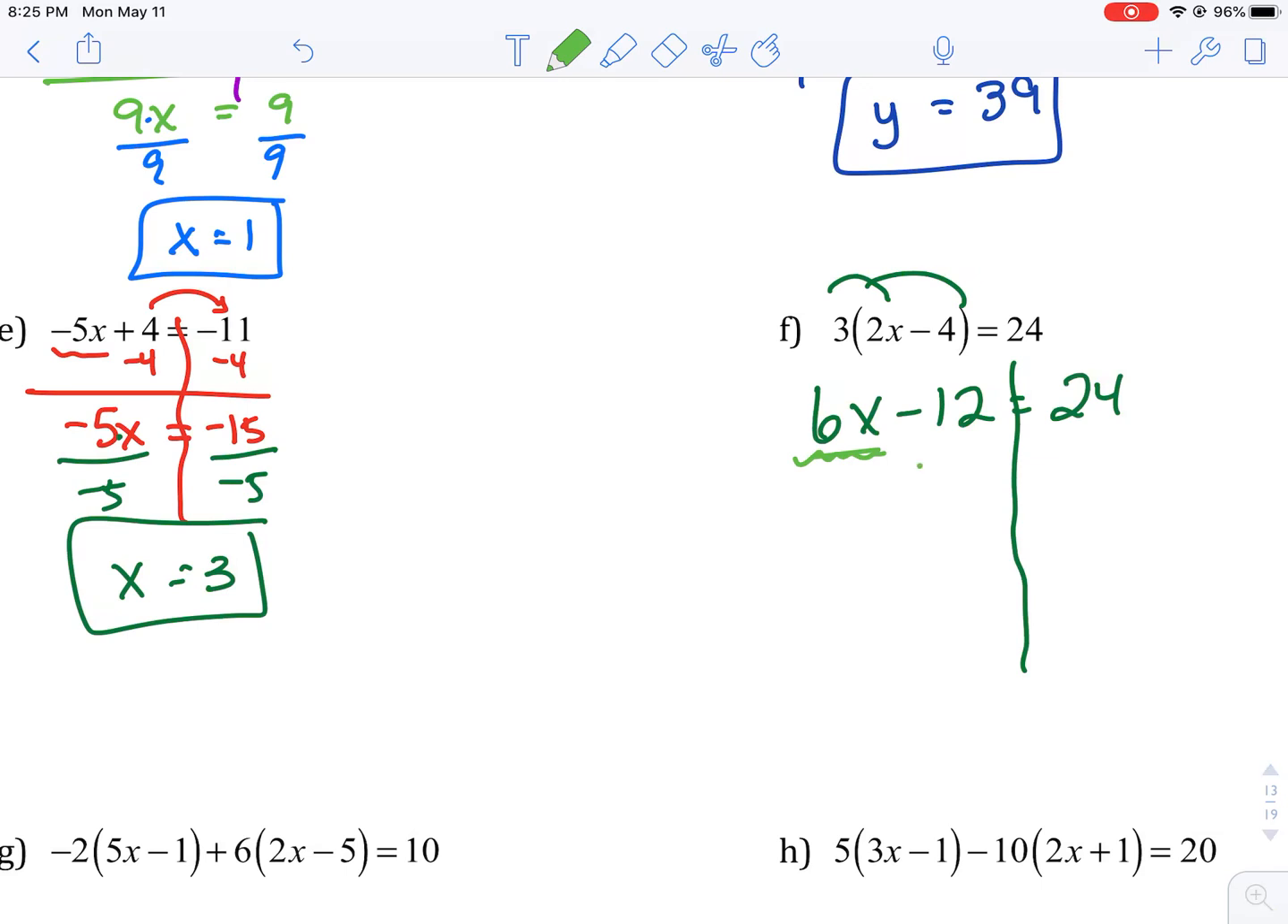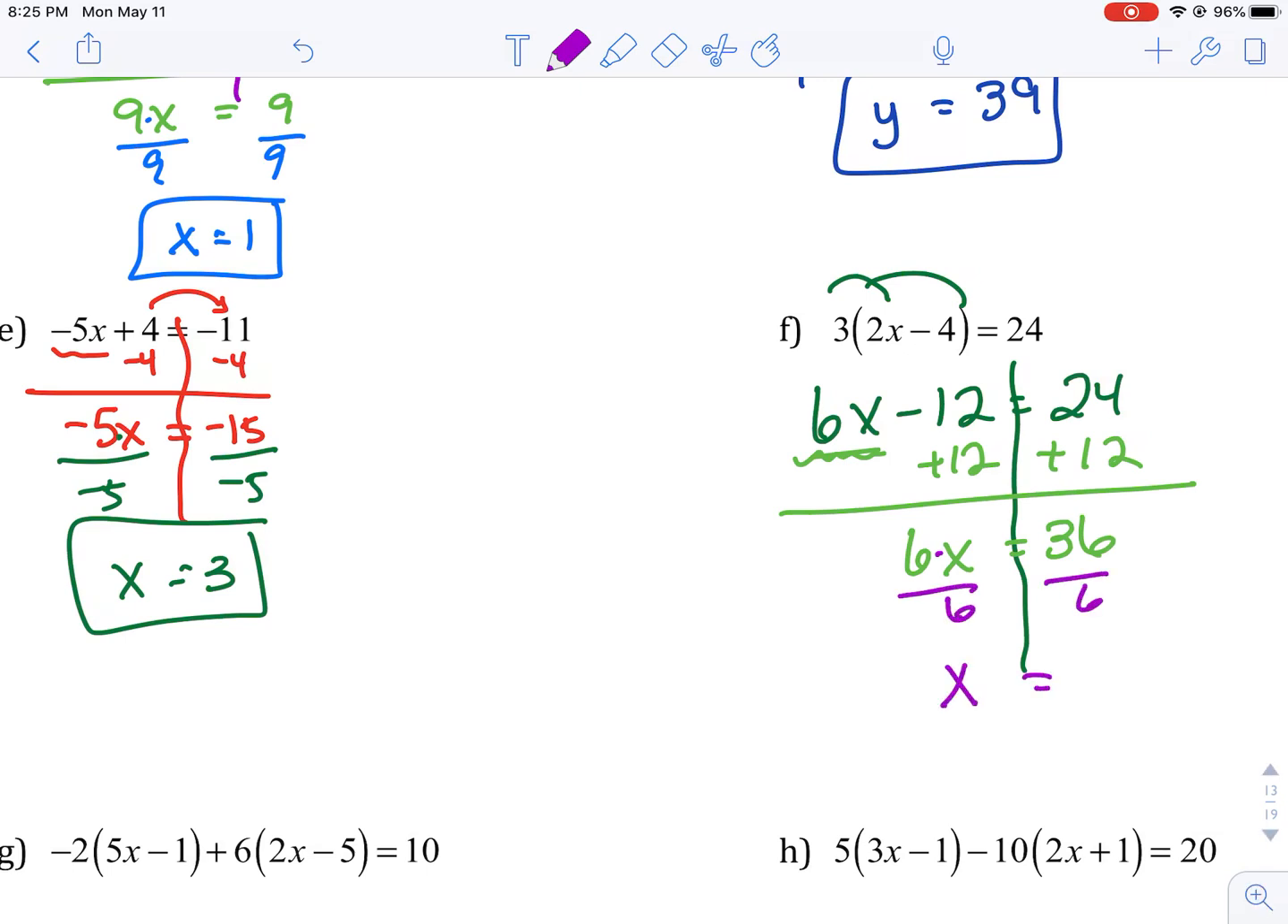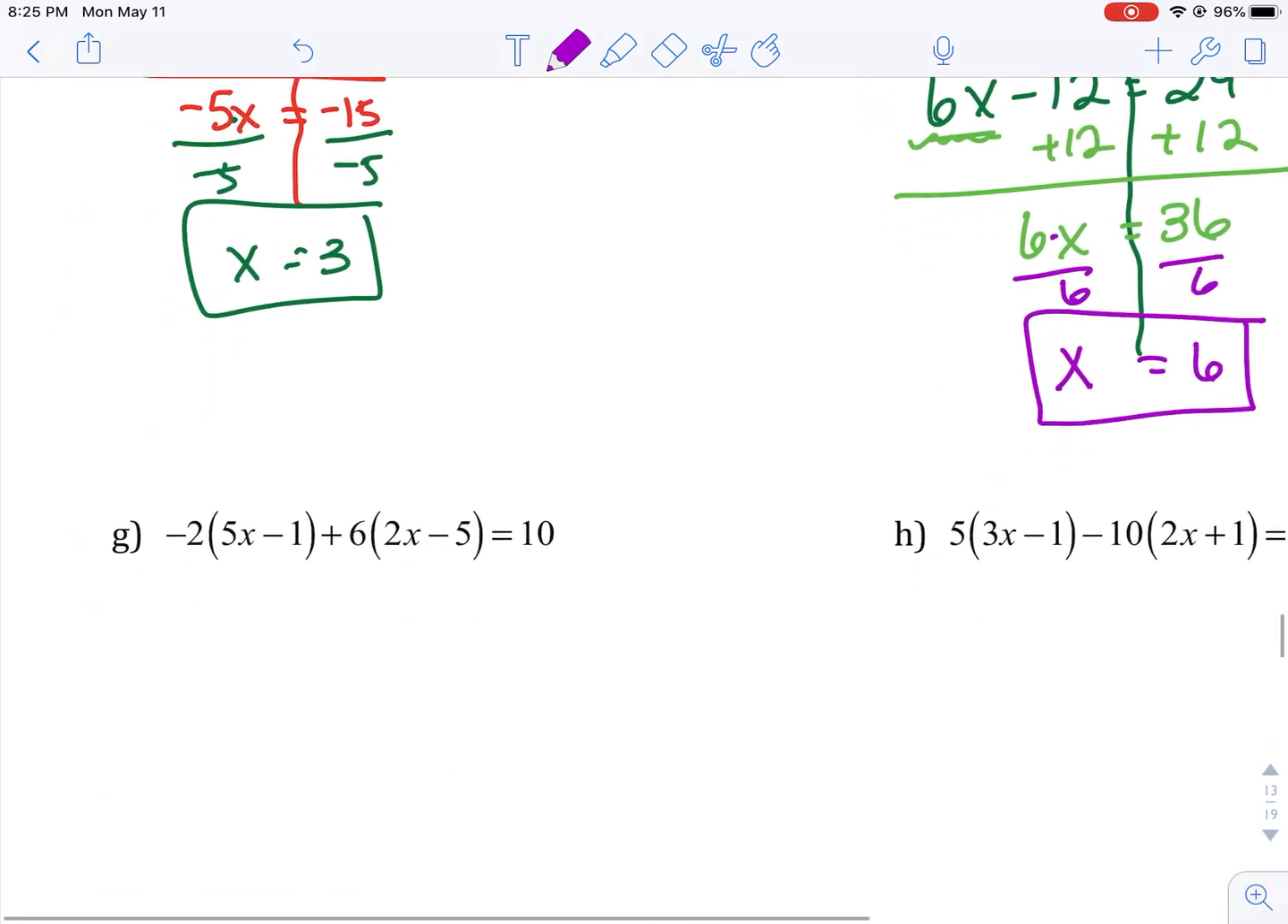So we've got to get that 6x by itself. So I'm going to add 12 to both sides since it was a minus 12. So I get 6x equals 36. And again, just like we did in the last one, if it's multiplication, the opposite of multiply is to divide. So 36 divided by 6 is just 6.